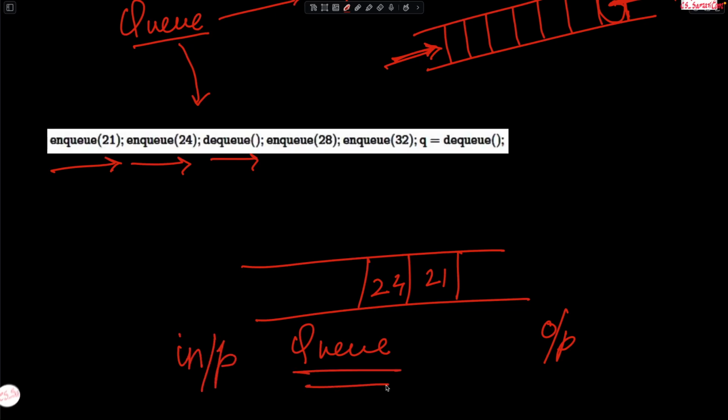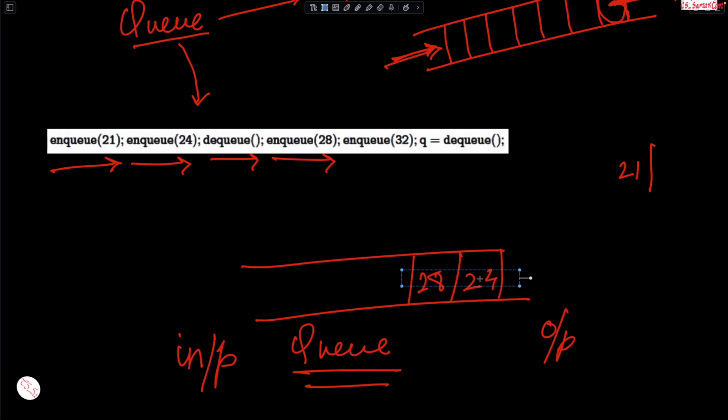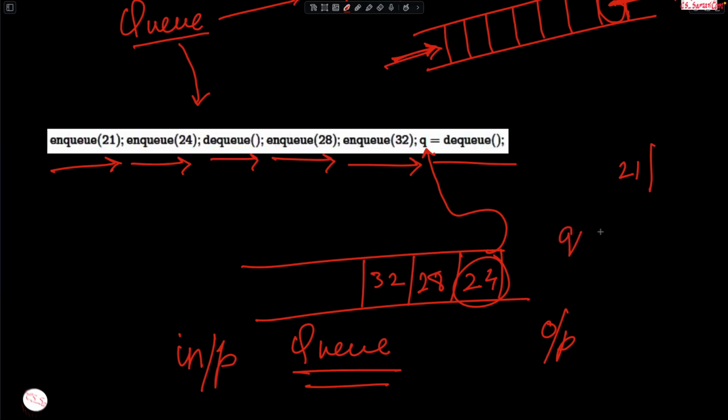So a dequeue over here is going to be removing this 21 from it. Okay, so let's just remove this 21. This 21 has been removed. Now enqueue of 28, so 28 is going to be enqueued. Because we don't have space over here, we need some space for it to work with, right? So 28, after that 32 is enqueued over here. Okay, then a dequeue happens. So this 24 is going to be dequeued inside of this Q. So Q becomes 24. That is going to be the answer for Q.